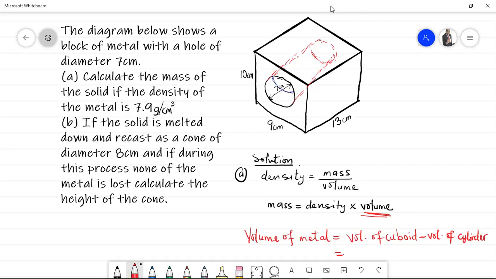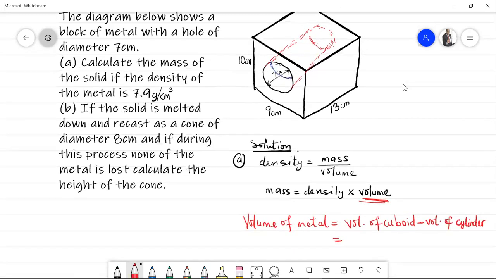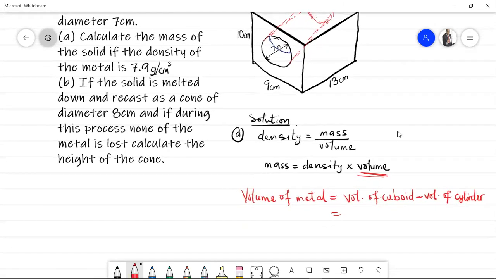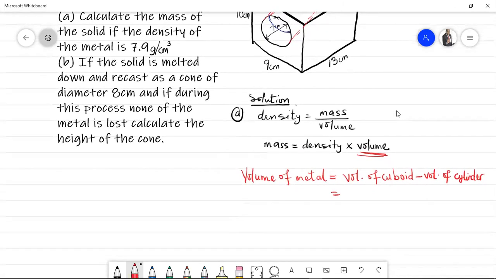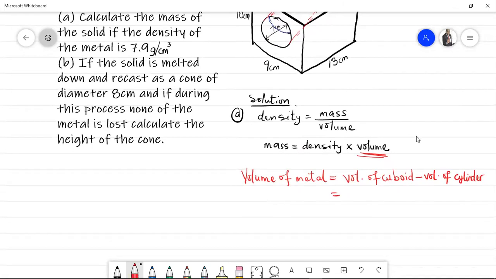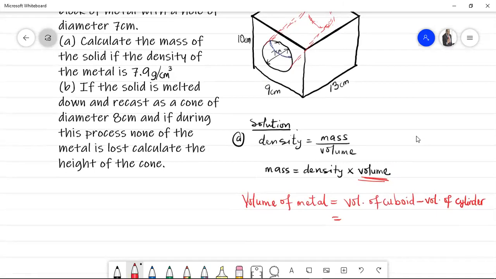So again, you have to quickly remind yourself about the formula of the cuboid and also of the cylinder. A quick one. The volume of a cuboid is still your length times breadth times height. Minus the volume of the cylinder, which is pi r squared h, which simply means that you need the radius of the cylinder and you need the height of the cylinder.